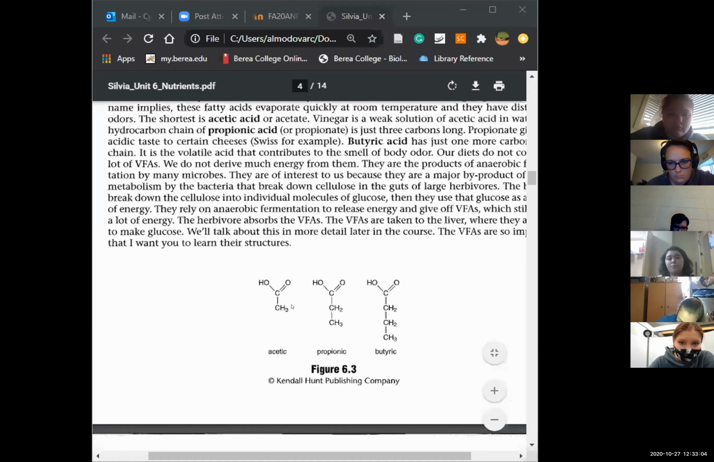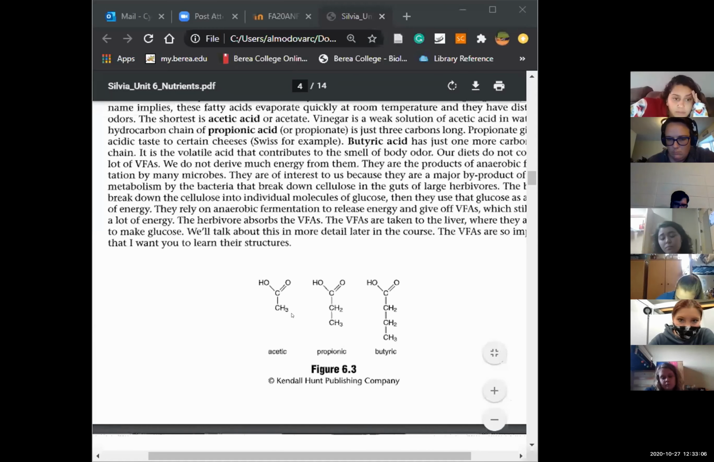So here you see the carboxylic acid, which is this carbon connected to this OH, double bonded to this O. You see it's the same thing for each acid. And then based off how many carbons it is attached to determines if it's acetic, propionic, or butyric.